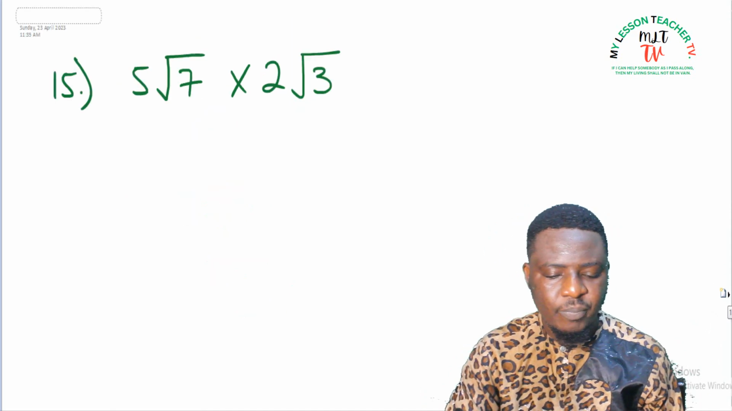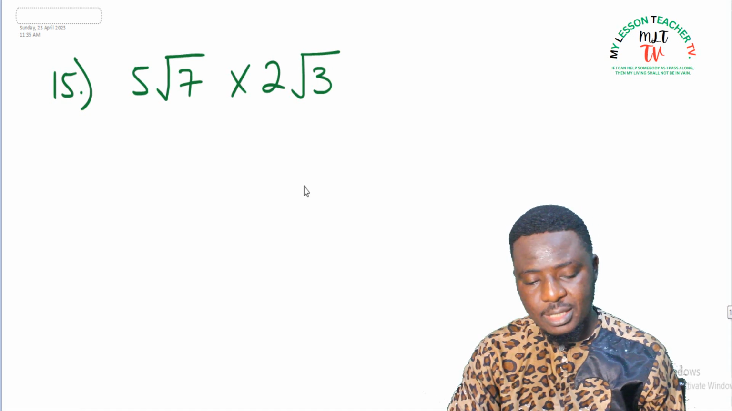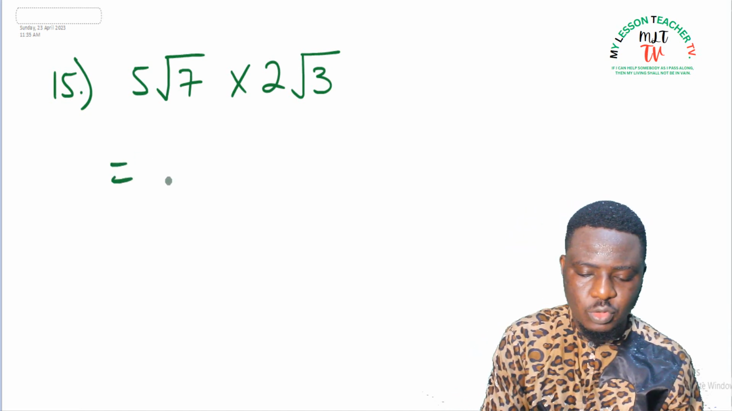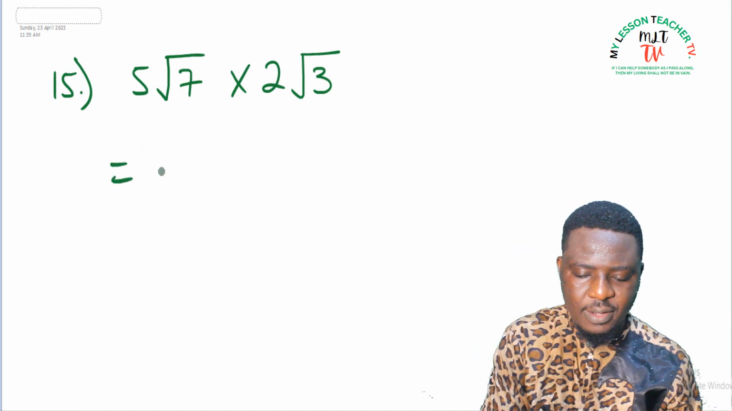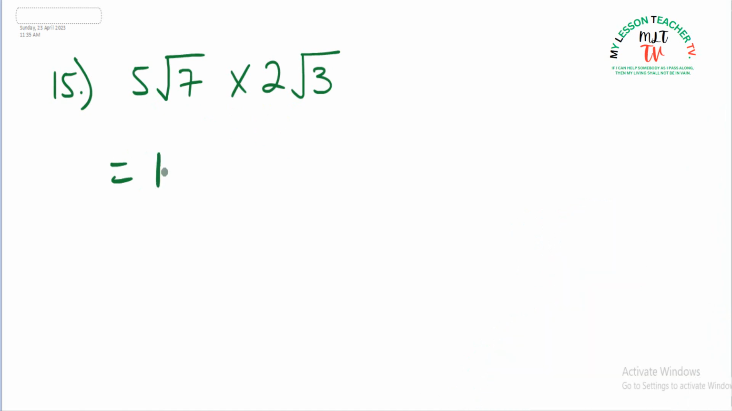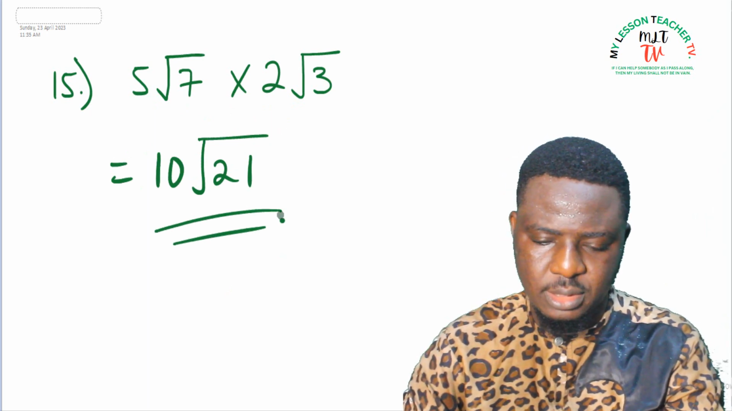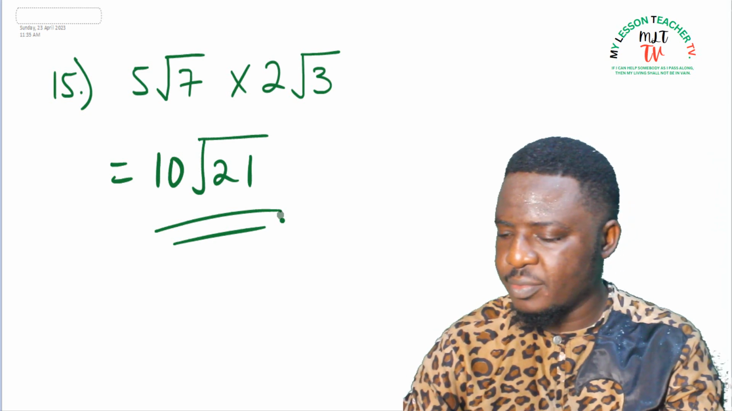Question 15. 5 root 7 times 2 root 3. This is equal to, you multiply 5 times 2. 5 times 2 is 10 root 21. And it cannot go further. So this is what you get.